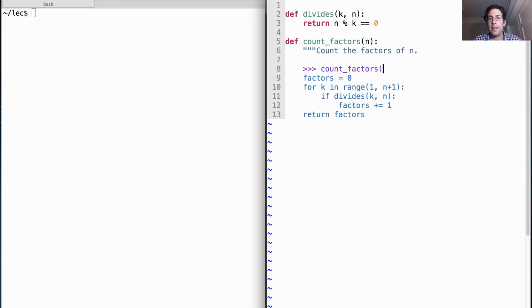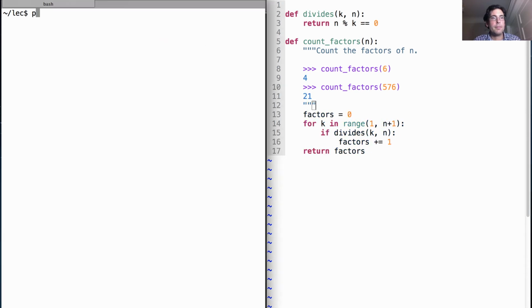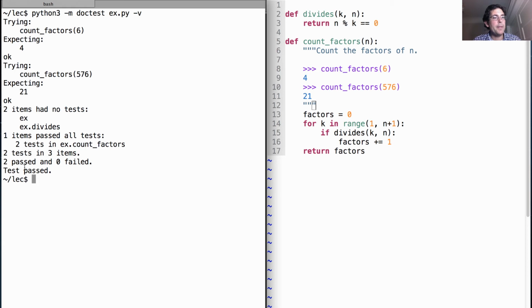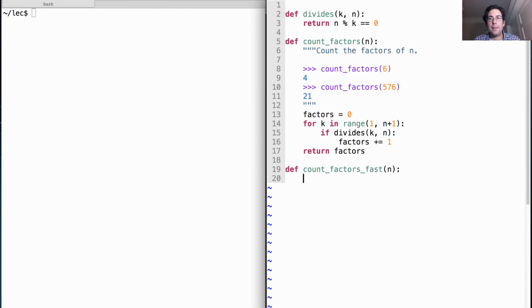And if I count factors on 6, I should get 4. And if I count factors on 576, then I should get 21. And 2 tests passed, 0 failed, so it works as expected. Okay, let's implement the fast version. 576 is 24 squared, by the way. So, count factors fast. We'll take in n, and it will do the same thing, count the factors of n. And so the same test should pass, even though now I'm using the fast version instead of the slow one.